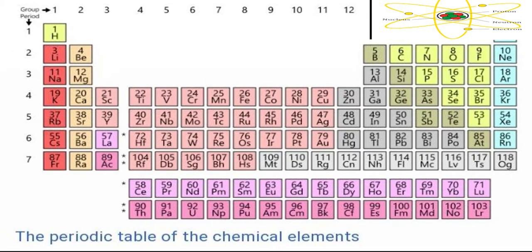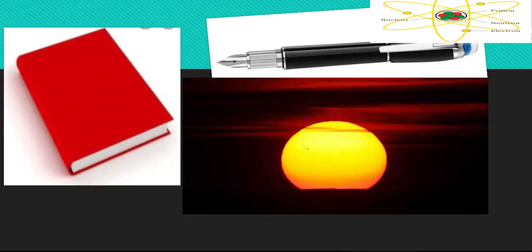So everything around us is made up of atoms. For example, a book, a pen, a fan, the sun, all are made up of atoms. But an atom is so small, it is impossible to see with the naked eye. So we can say that everything around us is made up of invisibly small atoms.